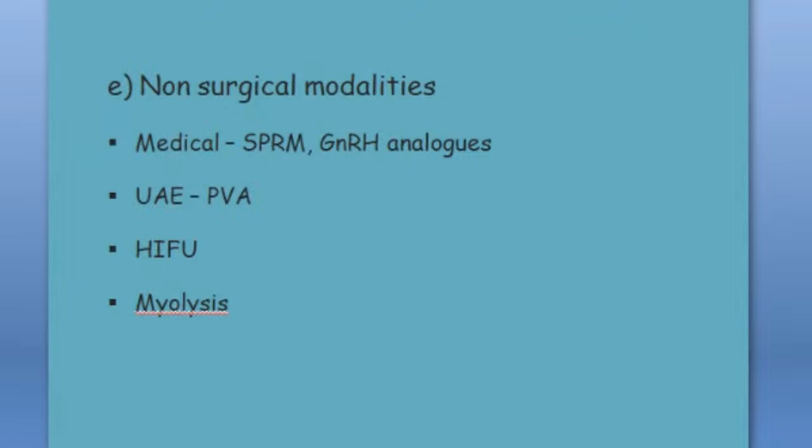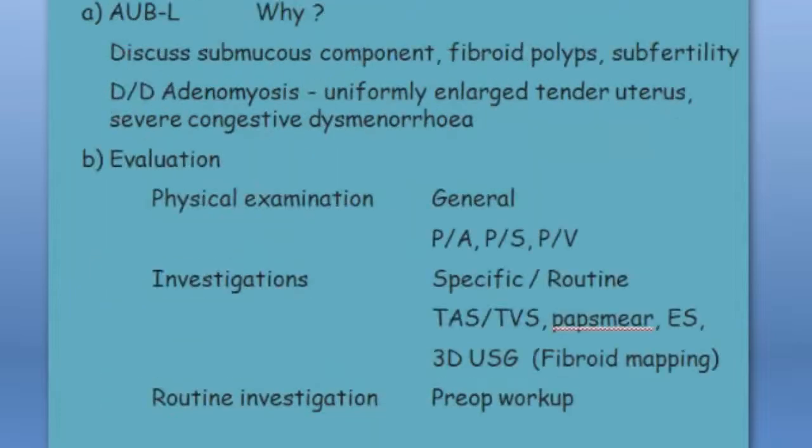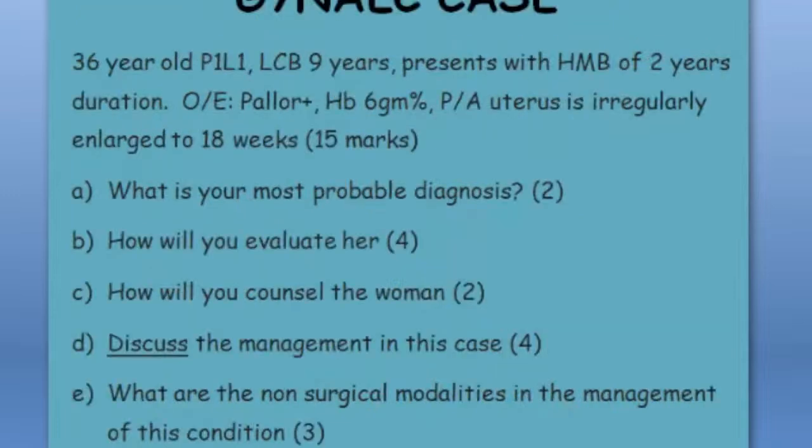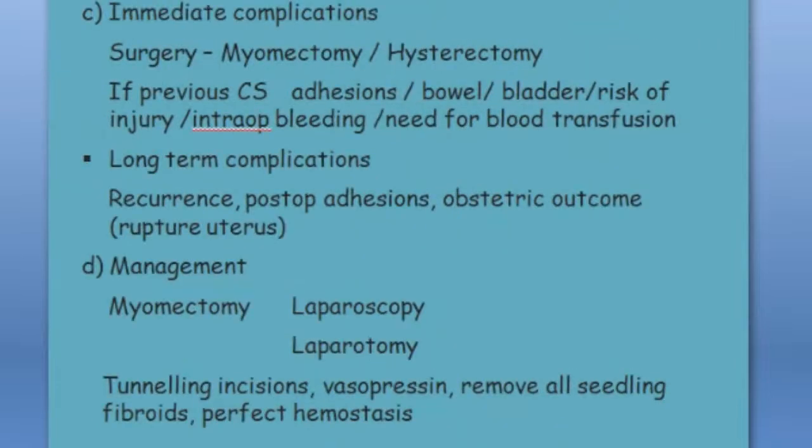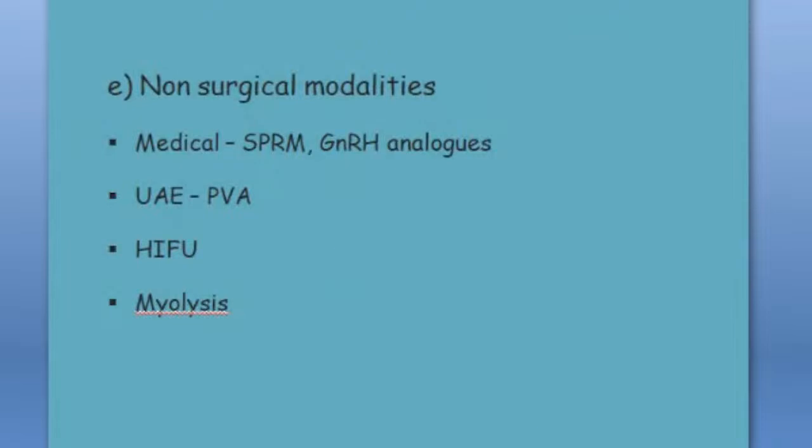Now the next question was, what are the non-surgical modalities? And it carries only 3 marks. So you have various non-surgical modalities, starting from the medical management, where you have the various drugs available. But two important categories of drugs as far as the medical management is concerned are the selective progesterone receptor modulators and the GnRH analogues. So you can briefly give the salient points, just in one or two sentences, mentioning what they are and what their role exactly is.